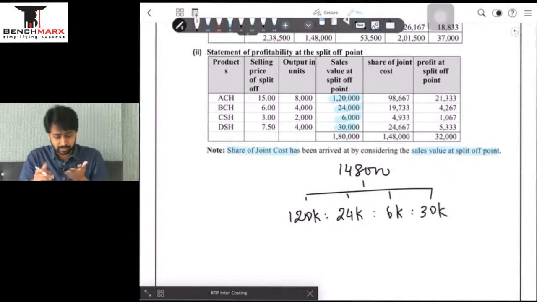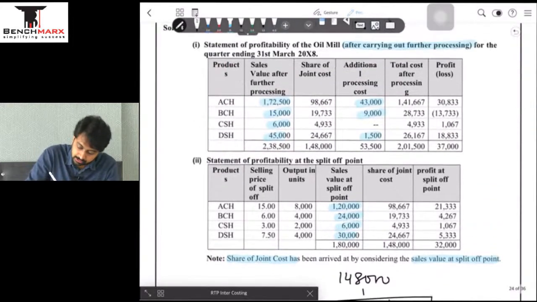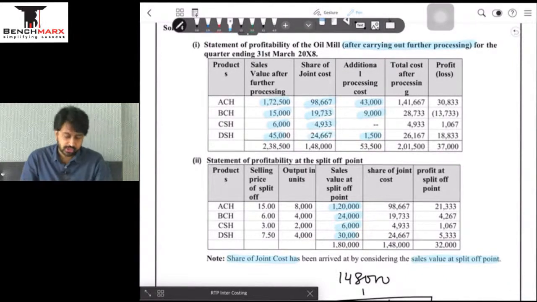After doing the maths, the numbers that come are 98, 19, 4.9 and 24. So once we have the final sales value, once we have done the allocation of joint cost as per sale value, and once we have taken the post separation cost, we are ultimately going to get the profits of 30, loss of 13, profit of 1000 and profit again of 18,833. This is the final profit if we decide to go for further processing of A, B and D. C anyways is not going further because there is no post separation cost.